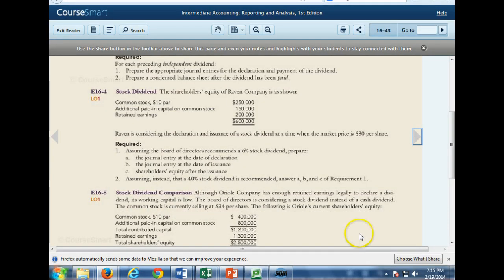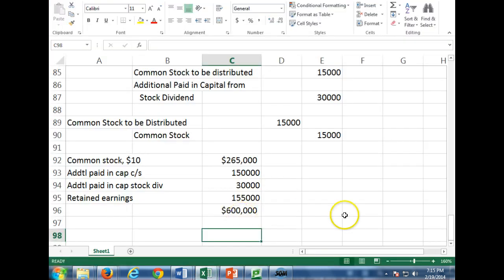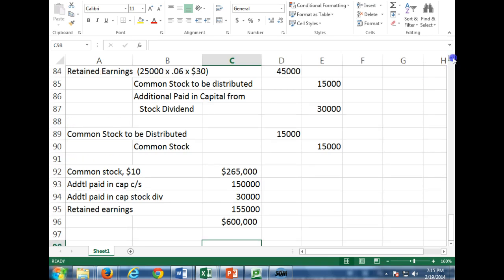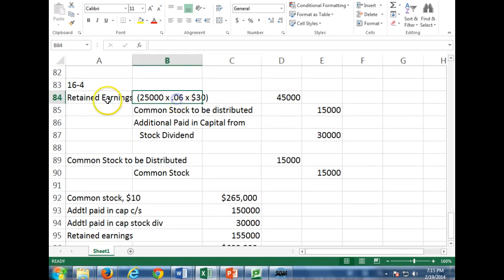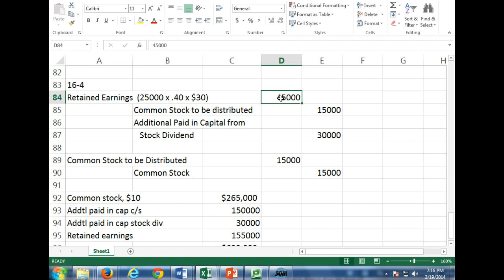Number 2. Assuming instead that a 40% stock dividend is recommended, answer A, B, and C of requirement 1. Darn it, not a 6%, now we've got a 40% stock dividend. Guys, no need to worry. We're going to kind of do the same thing here. What's going to be different here? I'm just going to make this 40% instead of 6%, right? And how's that going to change our number here? 25,000 at 40% times $30 a share.